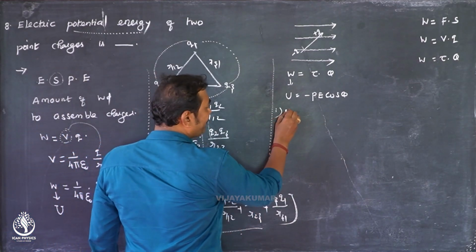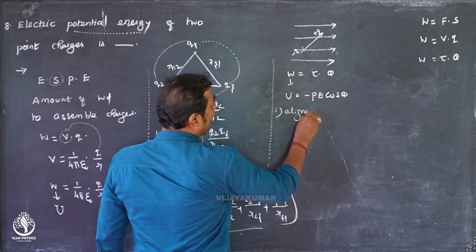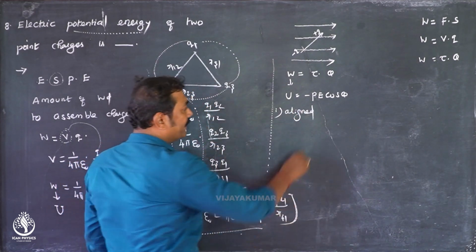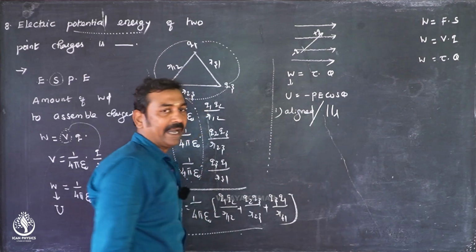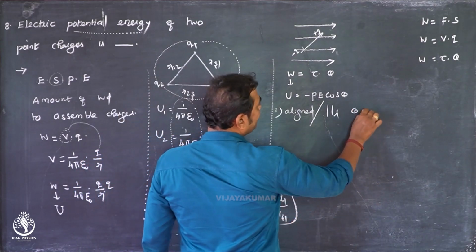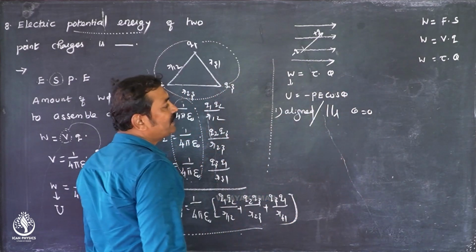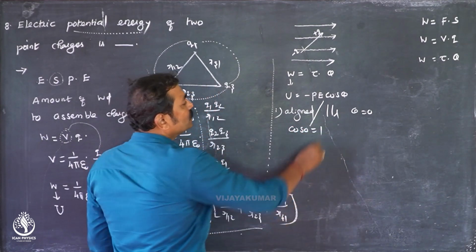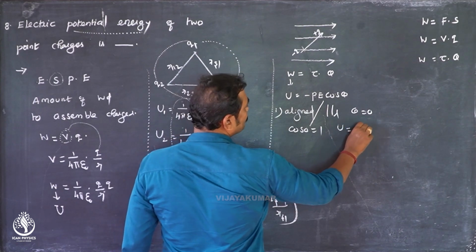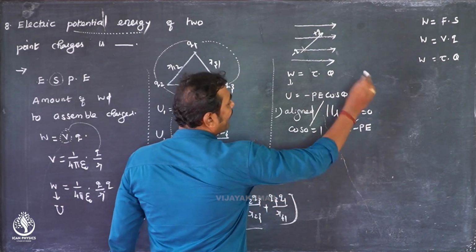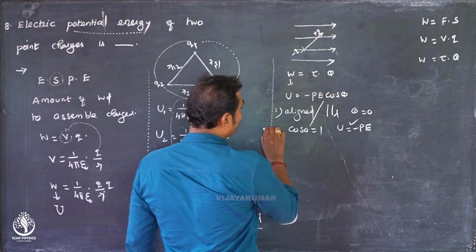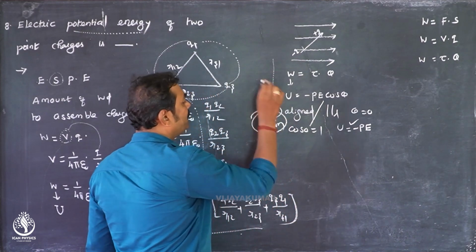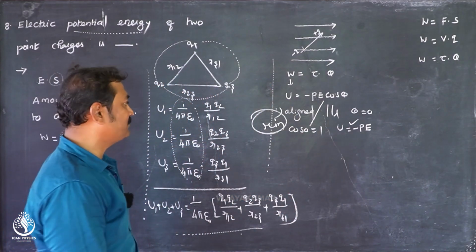First, when the dipole is aligned, that is, kept parallel, theta equals 0. Cos 0 equals 1. So we get minus PE. Here we have the minus sign, so the electrostatic potential energy is minimum.